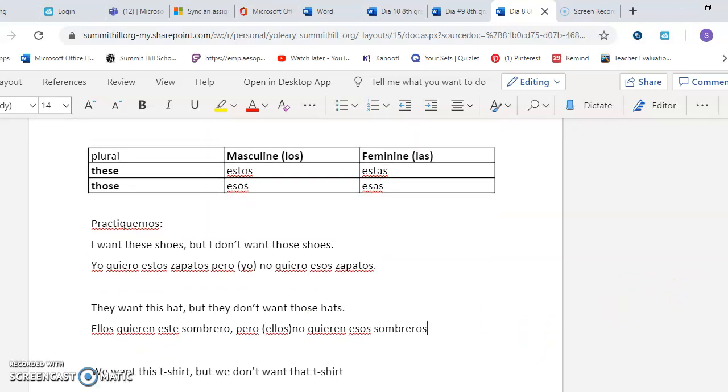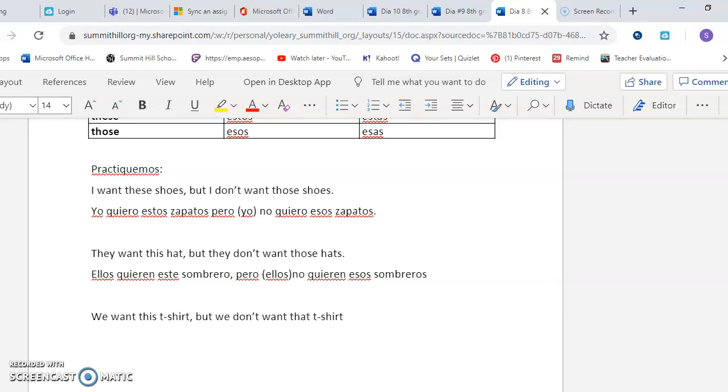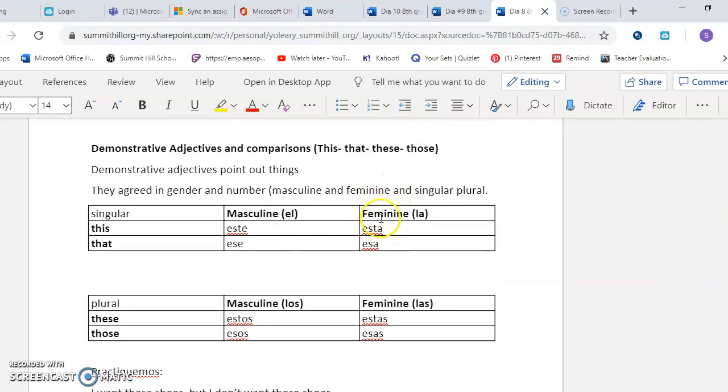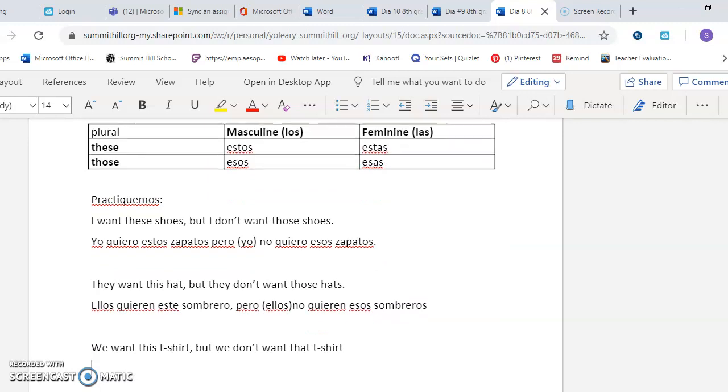The next example. And remember, you need to watch this video not only one time, guys. You need to watch it maybe 2 times and make sure you're understanding and taking notes. Okay? This one says, we want this t-shirt, but we don't want that t-shirt. So now remember, the t-shirt will be la camiseta. So la camiseta. That will be feminine, singular, because you're saying la camiseta. So here are the forms that we're going to use, either this or that. Okay? So in here it says we want.